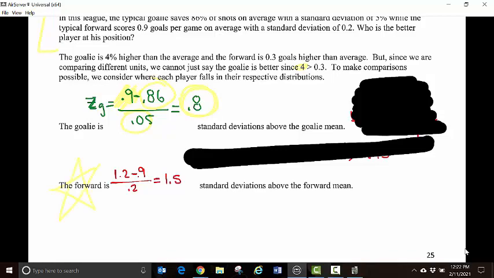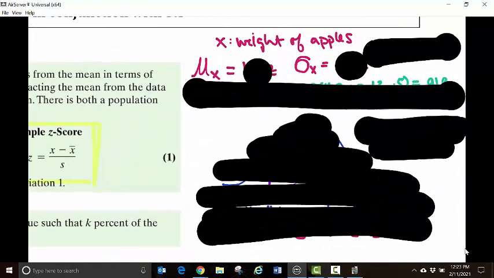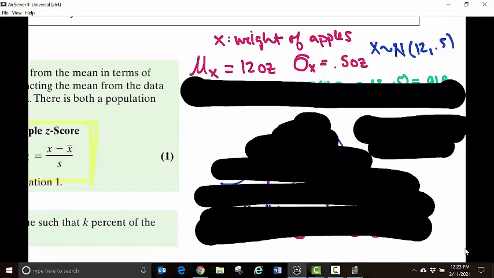Now I want to go back to the top of this page and review how we did what we did with this last semester. What if we were looking at the weight of apples? Okay, and if you go out into a field, the average weight of an apple in this orchard is 12 ounces, plus or minus a half an ounce, okay? And I claim that it's normally distributed.